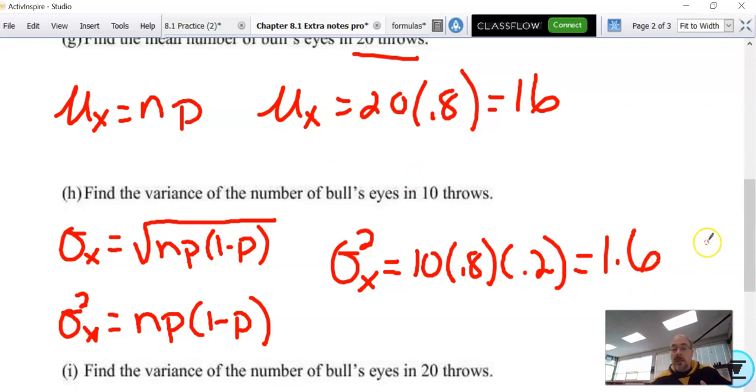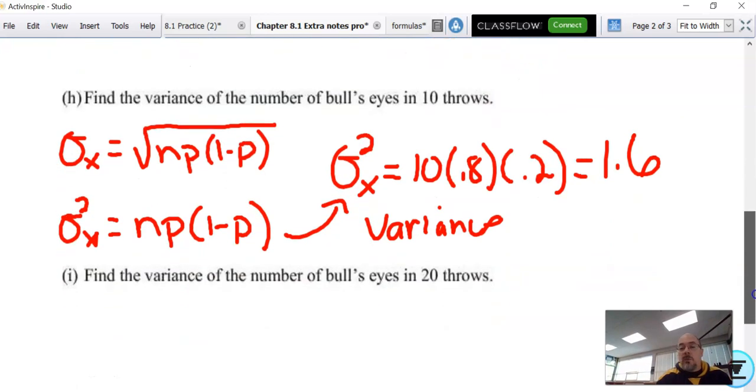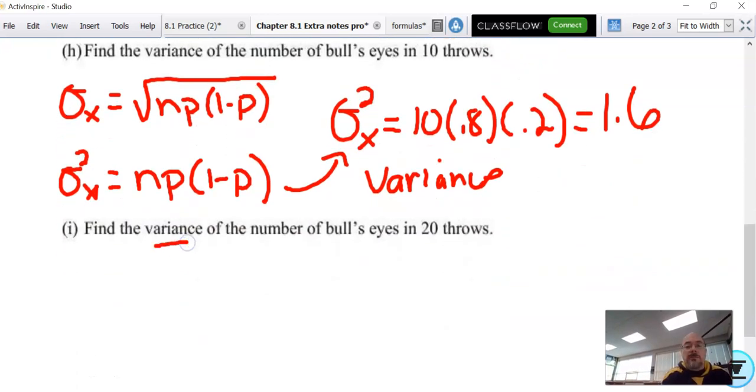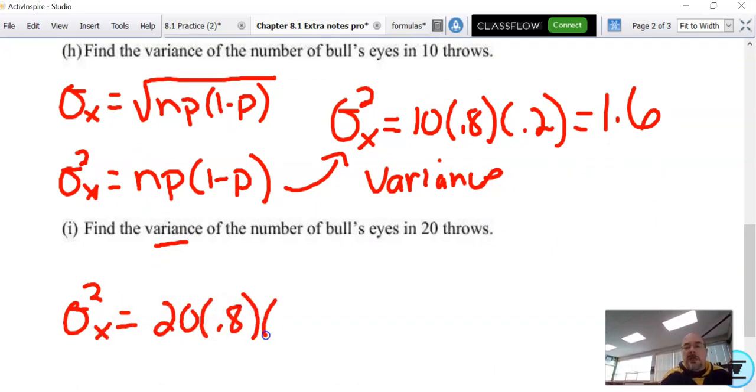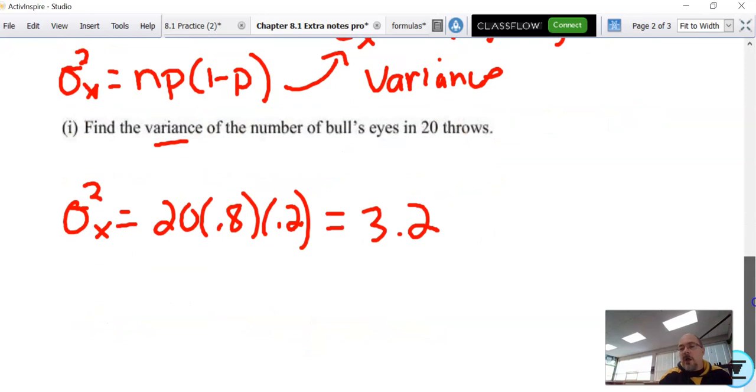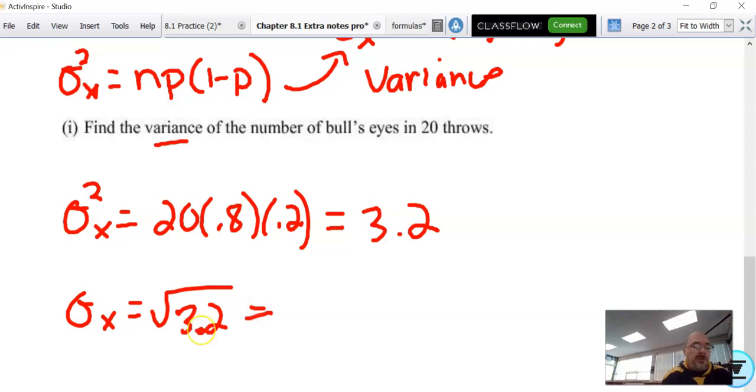All right, so again, that's the variance. And with the 20 throws, what's the variance? Okay, the variance is 20 times 0.8 times 0.2. And that's going to give us 3.2. And then if I want to know the standard deviation, I simply take the square root of that. And so the standard deviation would be 1.79.